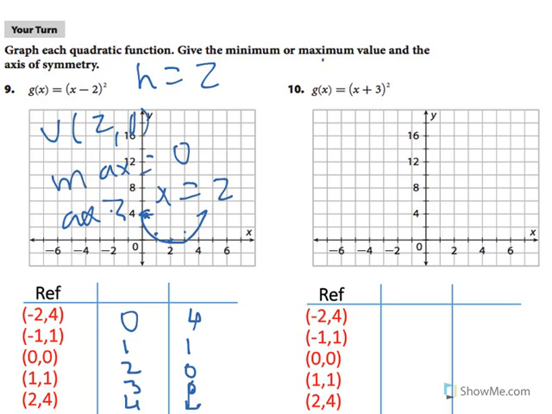And for number 10, h is a -3. Okay, so we have 2 minus 3 gives us a -5. 4 remains 4. -1 minus 3 gives us a -4, and 4. 0 minus 3 is -3, 0. Another mistake. Supposed to be 1, right? 1 minus 3 is a -2, and that gives us the 1. 2 minus 3 is -1, and that gives us a 4.